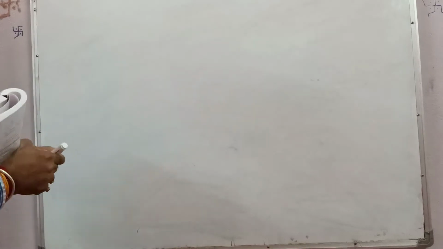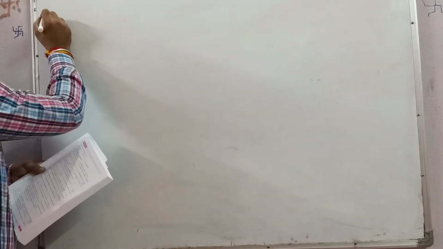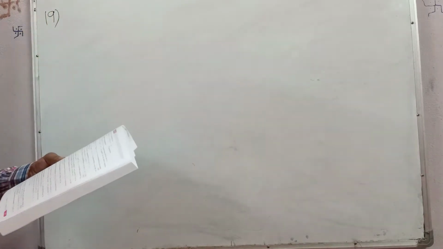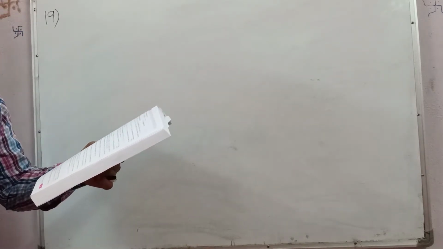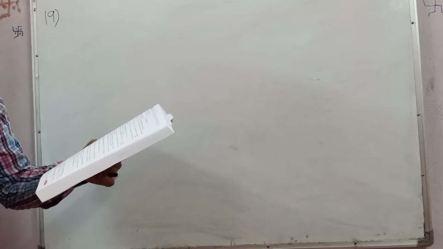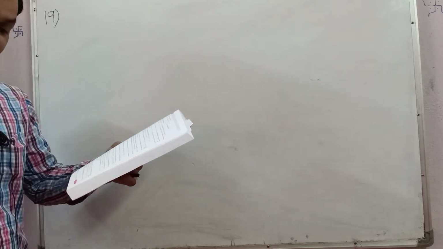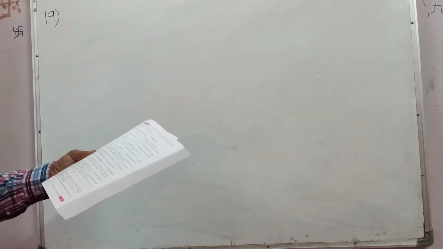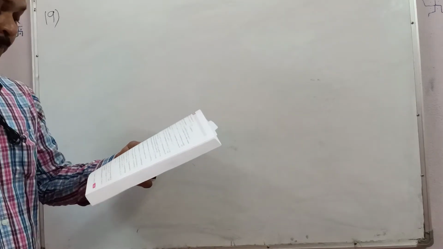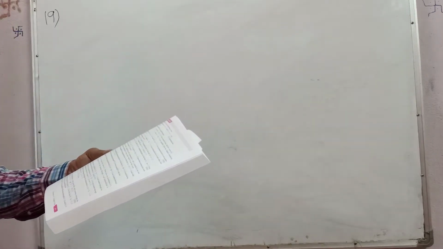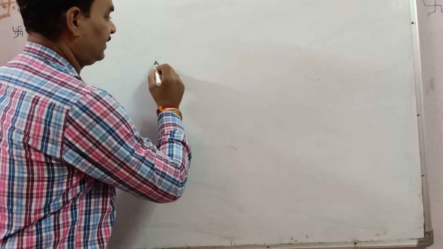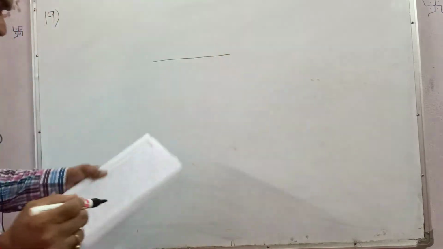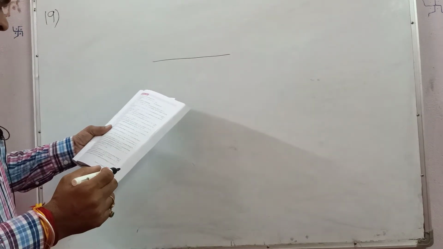Question number 19. So this time we need to find the equation of the perpendicular from the point (1, -2) on the line 4x minus 3y minus 5 is equal to 0, and also find the coordinates of the foot of the perpendicular.